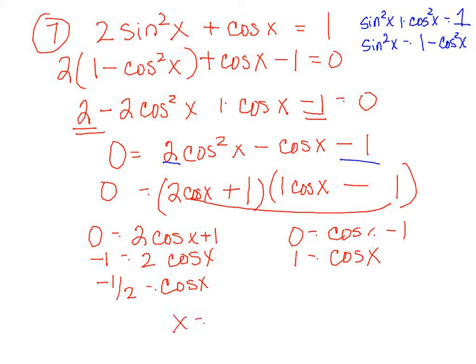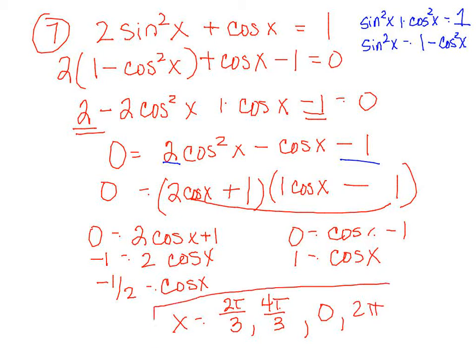So let's think about this. Where is the x value negative 1/2 on the unit circle? It is negative 1/2 at 2 pi over 3 and 4 pi over 3. Where is the x value 1? At 0 and 2 pi. We've done that one several times now.